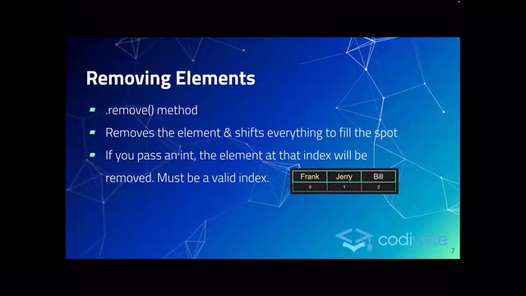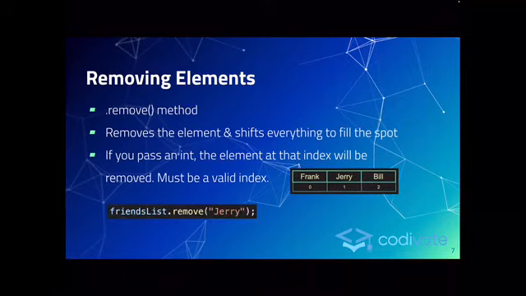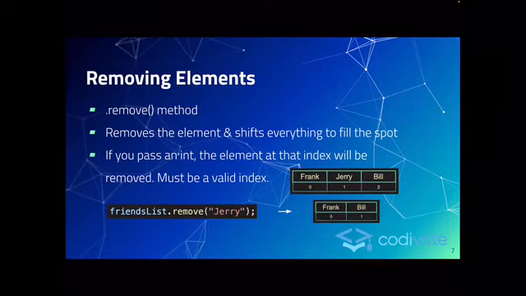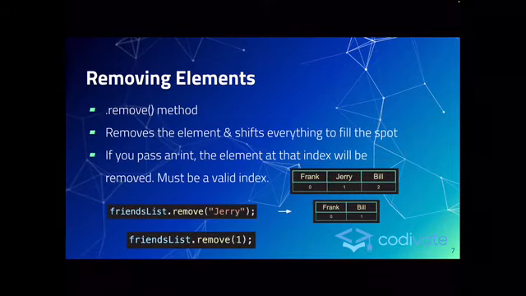So let's look at this example where the array list holds Frank at index 0, Jerry at index 1, and Bill at index 2. If we said friendsList.remove("Jerry"), this would be the final output: Frank at position 0 and then Bill at index 1. If you try doing friendsList.remove(1), you would get just Frank. So notice that you can specify either the element or the index.